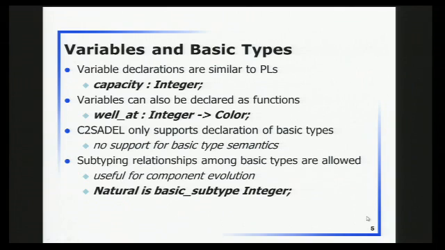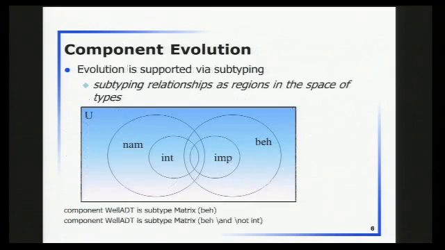And we can do subtyping through the basic types that are defined in C2 SADL. It's very useful for component evolution, including your self-defined components or self-defined data types. You can also do subtyping. For example, natural is a subtype of integer, so natural can be inherited from, or be a subtype of, integer. And when we define the interface for components, there are several ways you can define the interface through the subtyping relationships. So the evolution of the components is supported via subtyping, including the definition of the data type, the definition of the fields, as well as the definition of the interface for components.